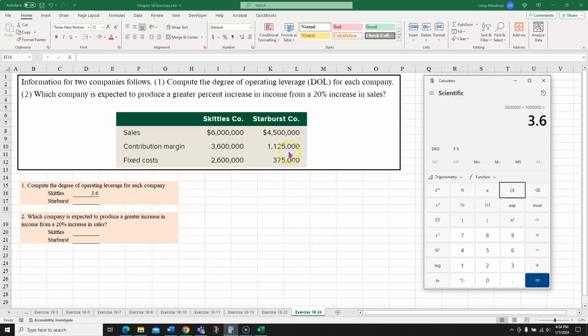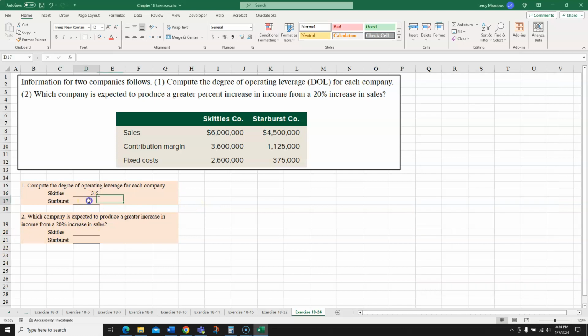Now I'm going to do the same thing for Starburst Company. Take my contribution minus fixed costs to get my income, and then I'm going to take my contribution margin and divide that by income. So 1,125,000 divided by, what was it, 750,000, and that is 1.5.